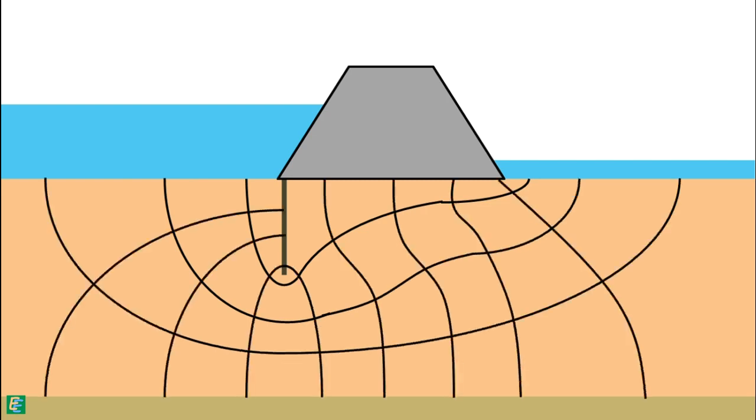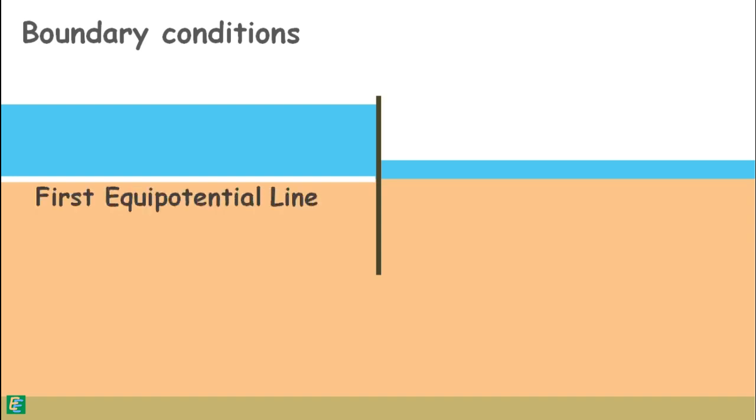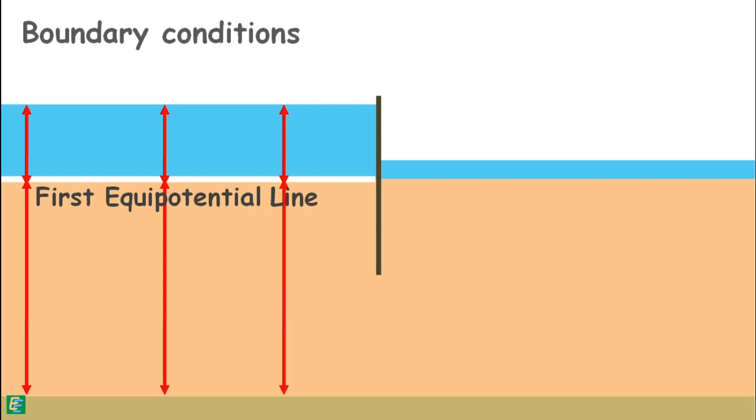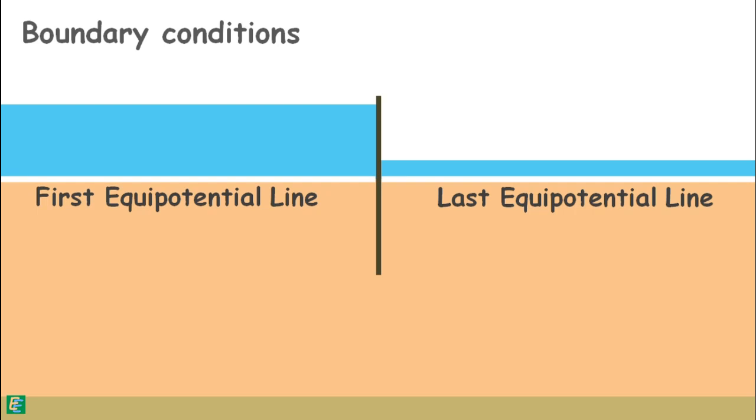be changed. Here, the first boundary condition is the upstream surface from where the flow starts. And if we notice, it is the first equipotential line of our flow net, as at every point on this line, the total head is the same. The second boundary condition is similar, and that is the downstream surface. It is the last equipotential line of our flow net.